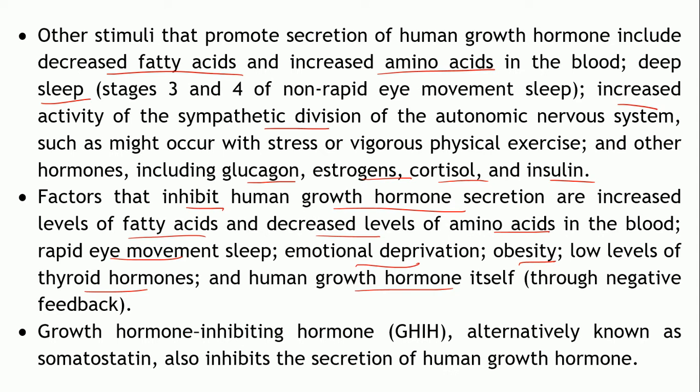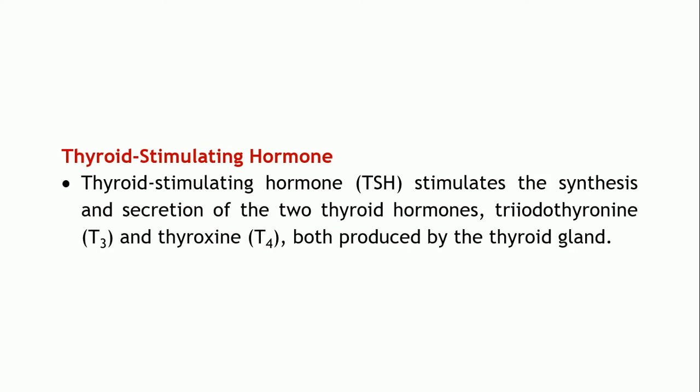Okay. In turn, there is one more inhibitor, that is growth hormone inhibiting hormone from the hypothalamus. This is also inhibiting the release of human growth hormone. So, this is how the release of human growth hormone can be controlled.